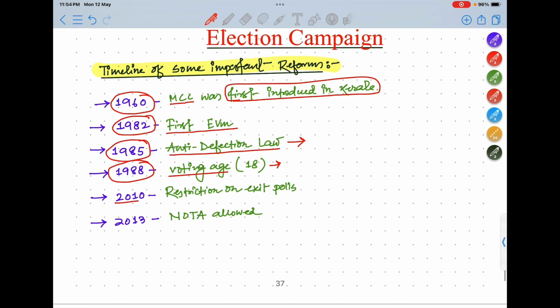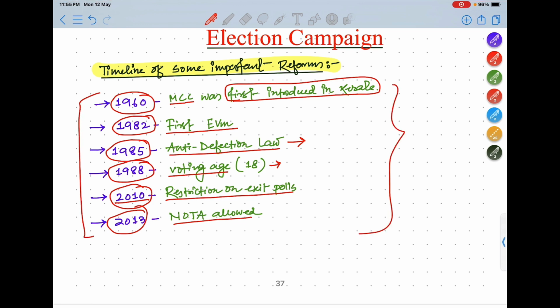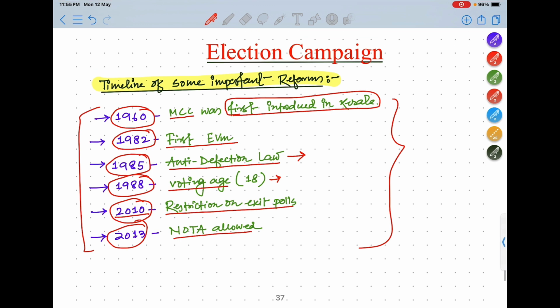Next, 2010: restriction on exit polls. Basically, in 2010 restrictions on exit polls were imposed. Next, 2013: NOTA allowed. So these are very important dates. They can definitely ask one question from this timeline only. You should definitely learn it by heart.